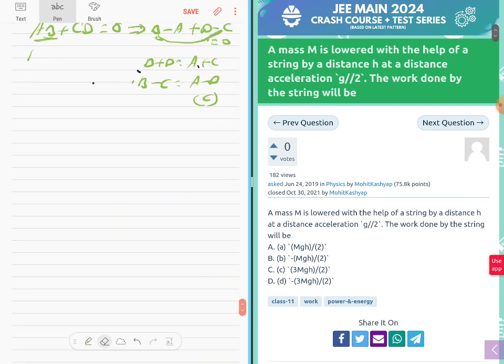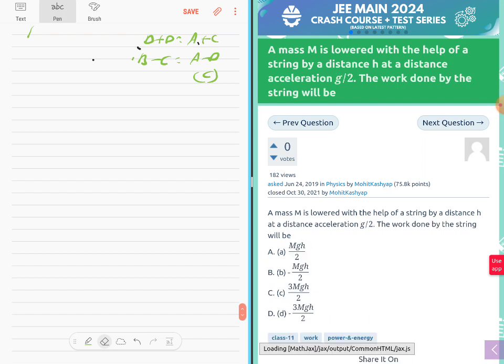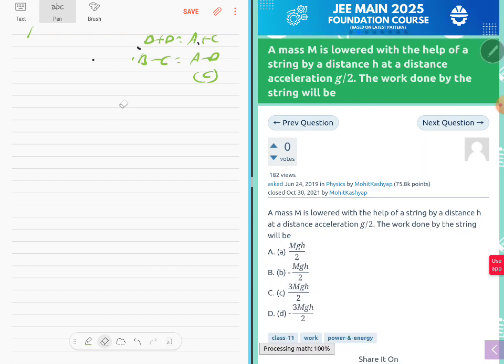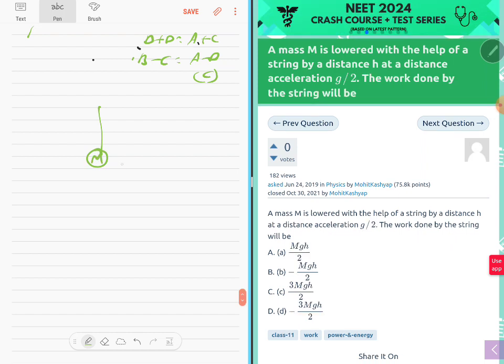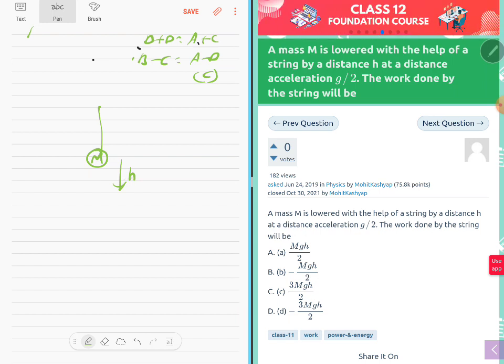The mass m is lowered with the help of a string by distance h. Okay, a mass m is getting lowered with the help of a string through a height h. Okay, acceleration is given by g by 2.